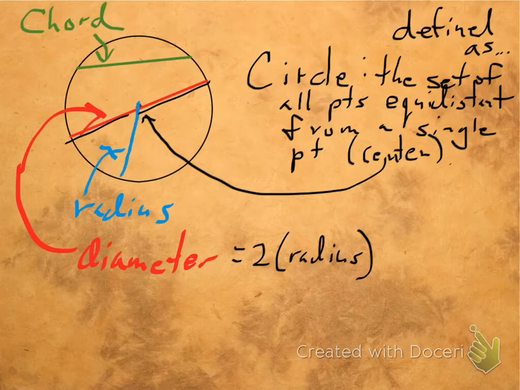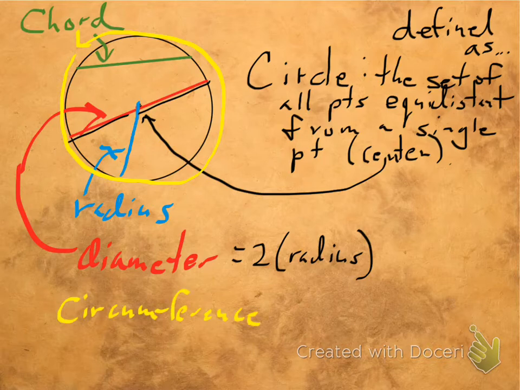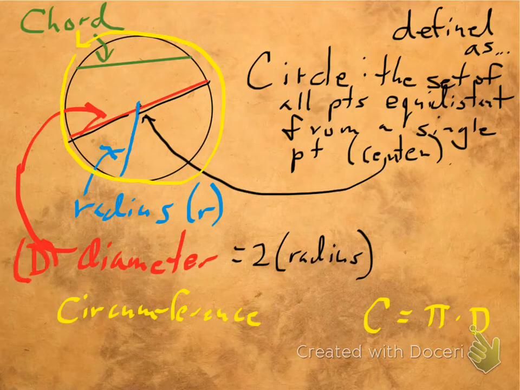Now a couple more terms. The distance around the outside of a circle is just like any other figure. We could call it the perimeter, but it's got a special name for circles. It's called the circumference, and the circumference of a circle has to do with where pi comes from. We talked about this a little bit on Pi Day, but the circumference of a circle is equal to pi times the diameter. A lot of times we use a capital D for diameter, and a small r to denote a radius. So radius is usually a small r, and a diameter is usually a capital D, and that just helps us remember that diameters are bigger than radii.